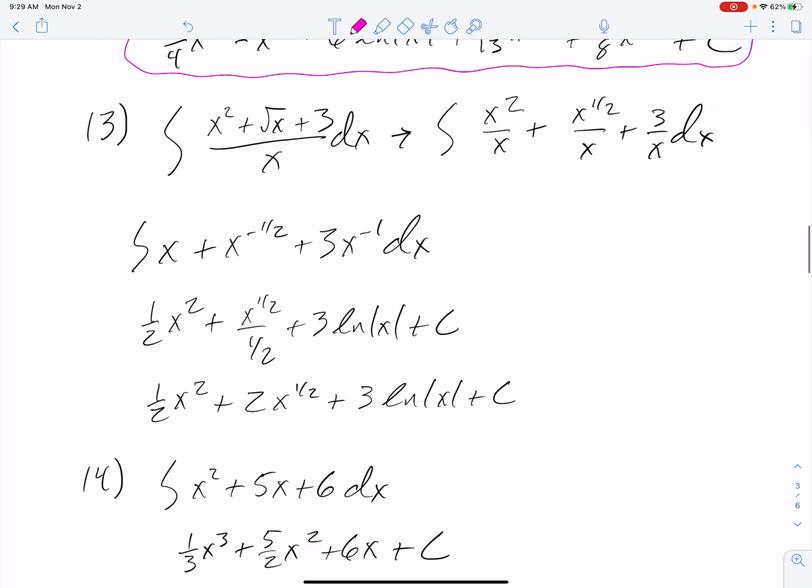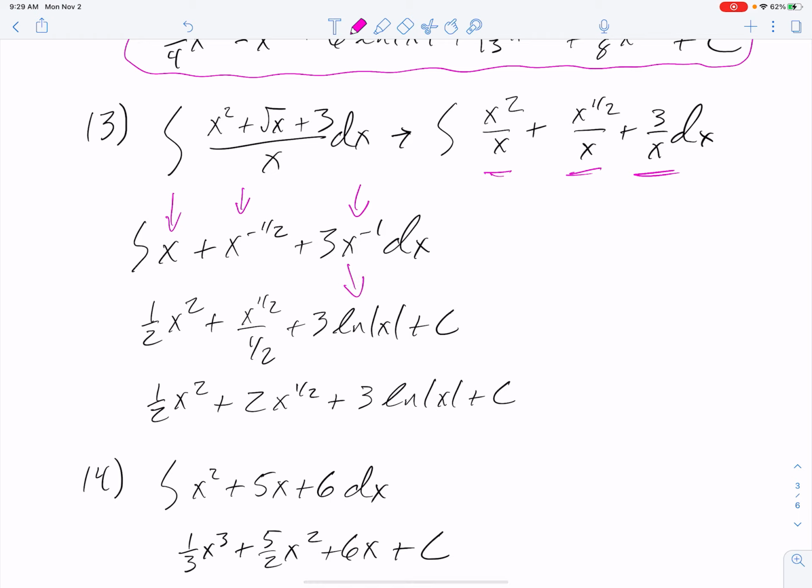So 13 is one of those cases where we have to split our problem up. Again, it is literally impossible to find the antiderivative without splitting these up. So I've split up my values. X squared over x would get me x. X to the 1/2 over x would get me x to the negative 1/2. And then 3 over x would get me 3x to the negative first.